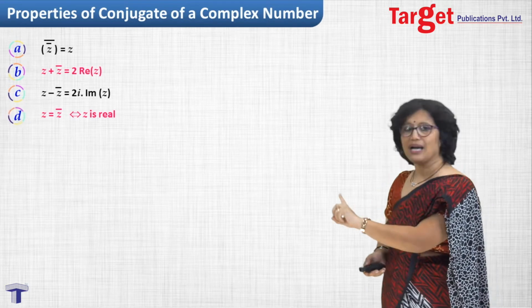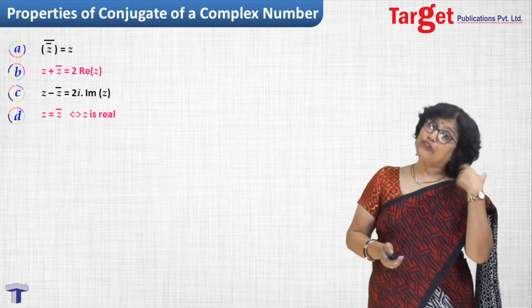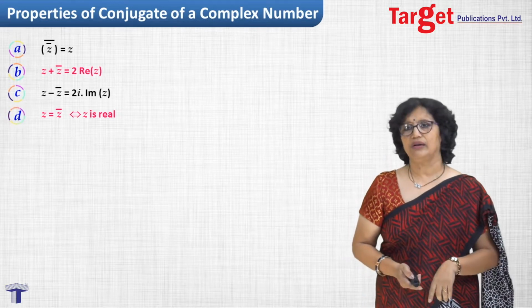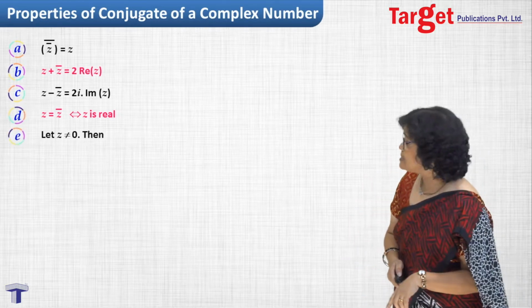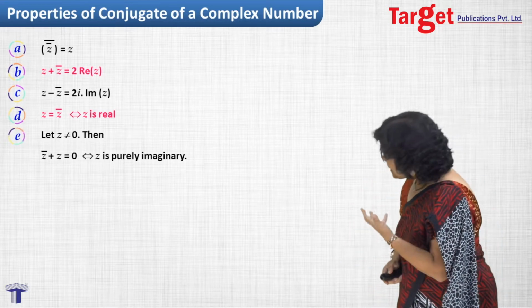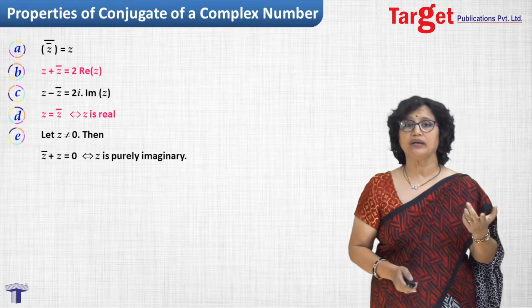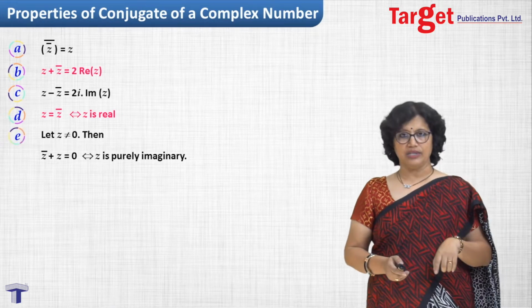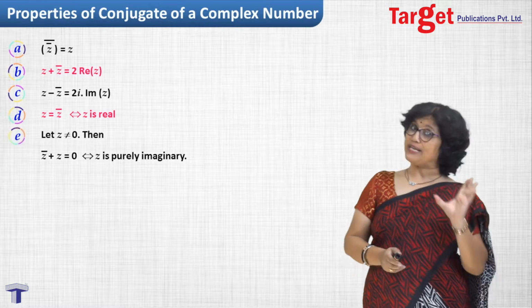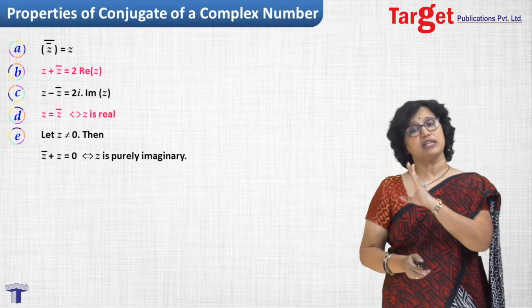And the result goes in the other direction also. Meaning if z is real, then z equal to z bar. That is the result. Now next is, if z is not 0, and if z plus z bar is 0, then what? The answer is z is purely imaginary. And again, the result is in both directions. That means if z is purely imaginary, then z plus z bar is also 0.